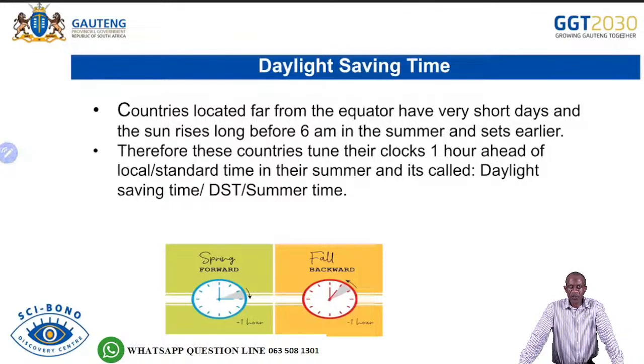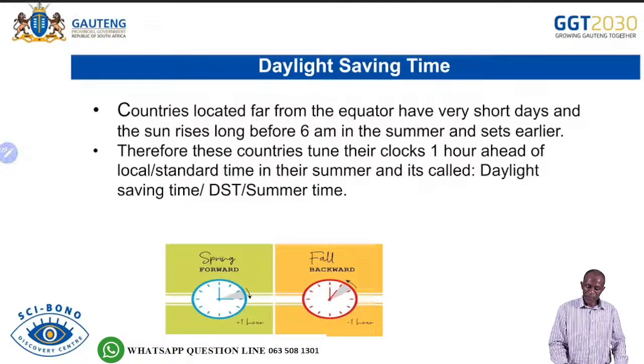Therefore, these countries tune their clocks 1 hour ahead, or we can say these countries would adjust their time 1 hour ahead of local or standard time in their summer, and this act is referred to as daylight saving time, or we may simply refer to it as DST or summertime, as it is mainly prevailing in summer, autumn and spring in some parts of the world.